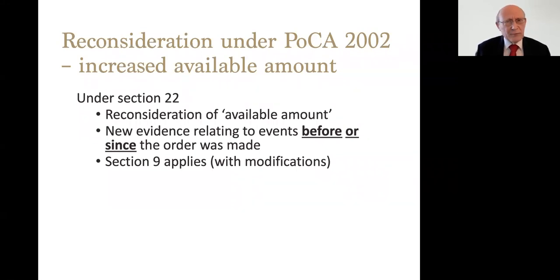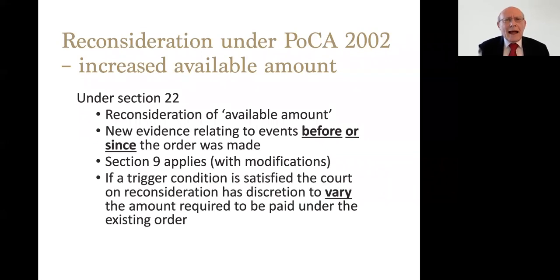Section 9 applies with modifications. And here, if a trigger condition is satisfied, and we'll look at what the trigger condition is later on, if a trigger condition is satisfied, the court on reconsideration has discretion to vary the amount required to be paid under the existing order. So again, similar to section 23, we're not making a new order, we are varying an existing order. Section 23, of course, we're looking at reducing the amount required to be paid under the order. Section 22, we're looking at increasing the amount required to be paid by varying the order.